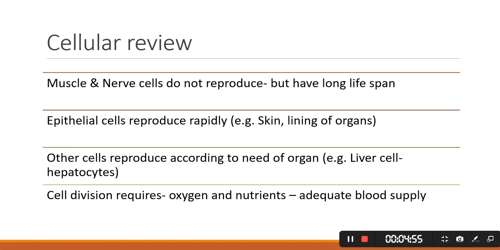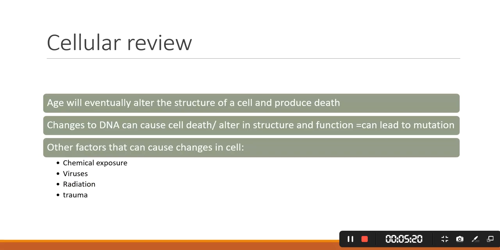Then there are other cells that reproduce according to the need of the organ. For example, liver cells, which are called hepatocytes. Okay, cell division requires oxygen and nutrients and adequate blood supply. This is a very important line. What they are trying to say here is there are two main things which a cell requires when it is undergoing reproduction. First of all, oxygen, and second, nutrients. Both of them will be provided by a proper blood supply.